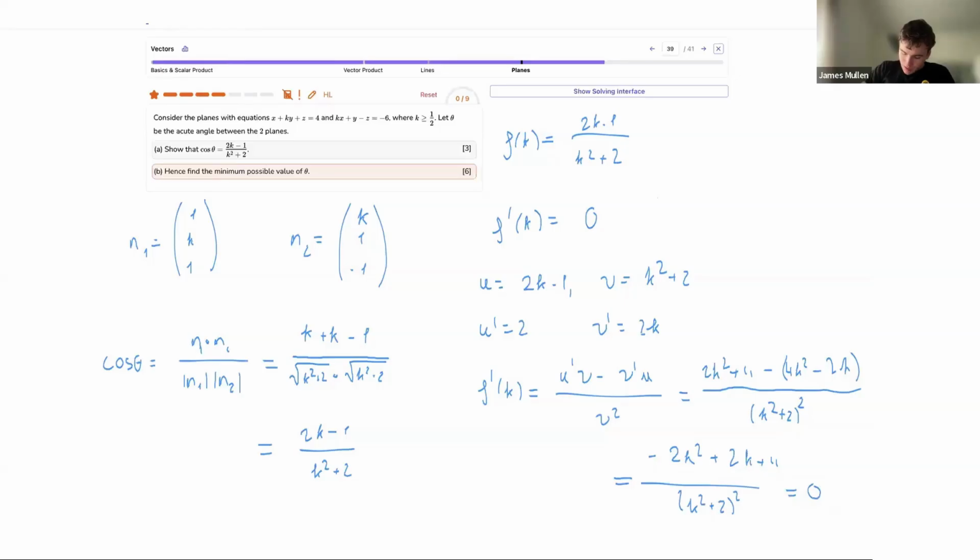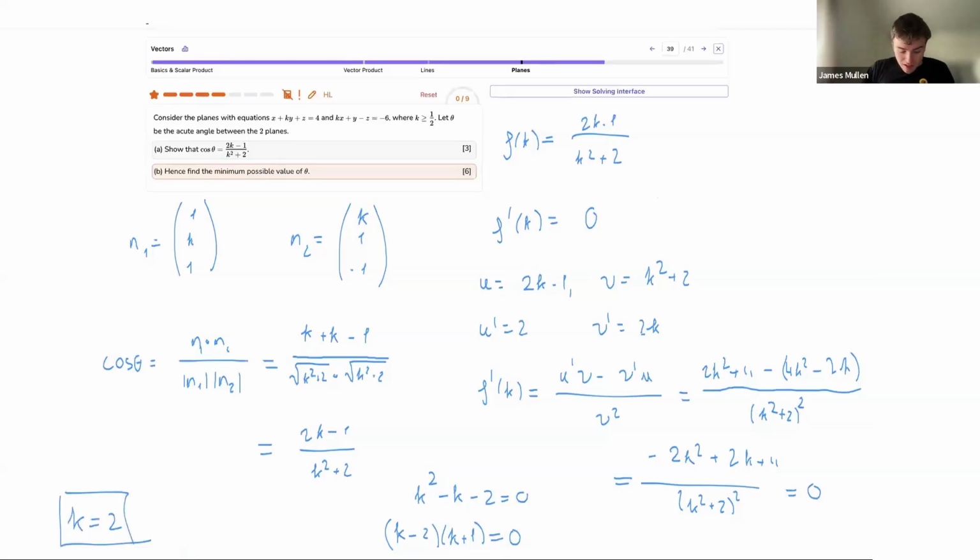So in other words, k squared minus k minus 2 is equal to 0. I factored out minus 2 from the numerator. And this gives me (k minus 2) times (k plus 1) is equal to 0. So I have the roots k is equal to 2 and k is equal to minus 1, but it's only k is equal to 2 since I have k greater than a half. So k is equal to 2.